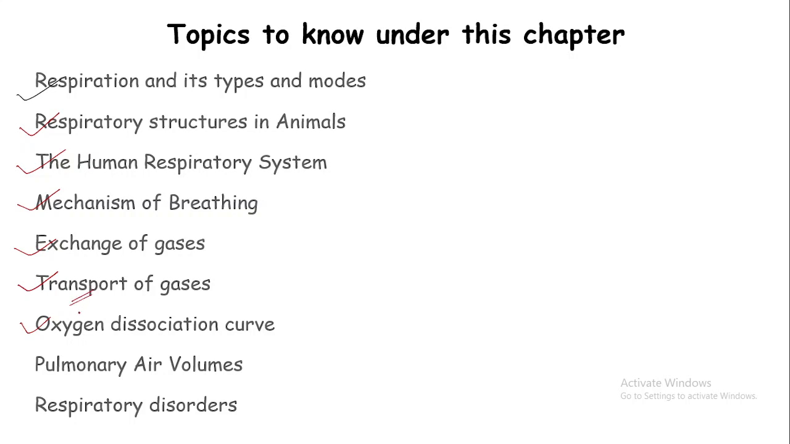Next is pulmonary air volumes. Mainly, this part deals with how much air can be taken in, what is the capacity of our body, of the lungs, to hold the air. It's all about that. Lastly, as I mentioned in the previous sessions, every physiological chapter ends with the disorders. What will happen if the normal condition of the particular system is not maintained? We shall be studying each and every point of this from the NEET perspective. So without wasting time, let's just go ahead.